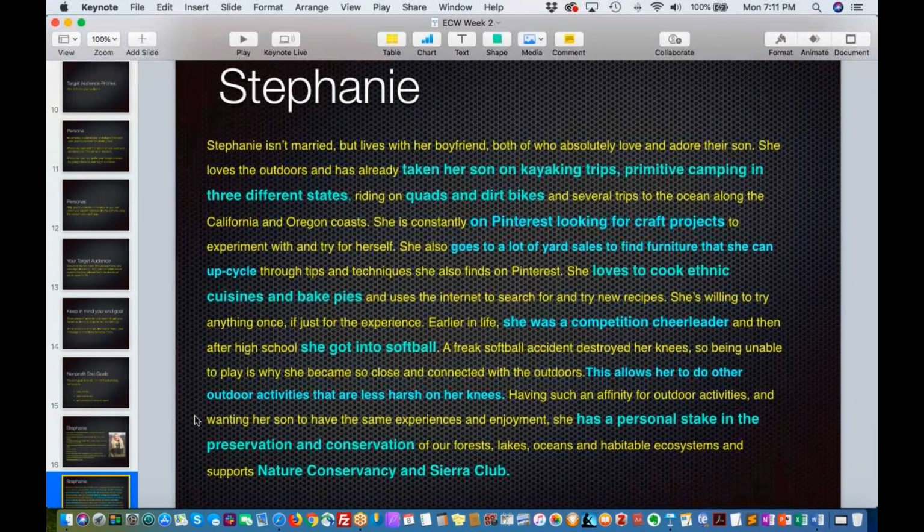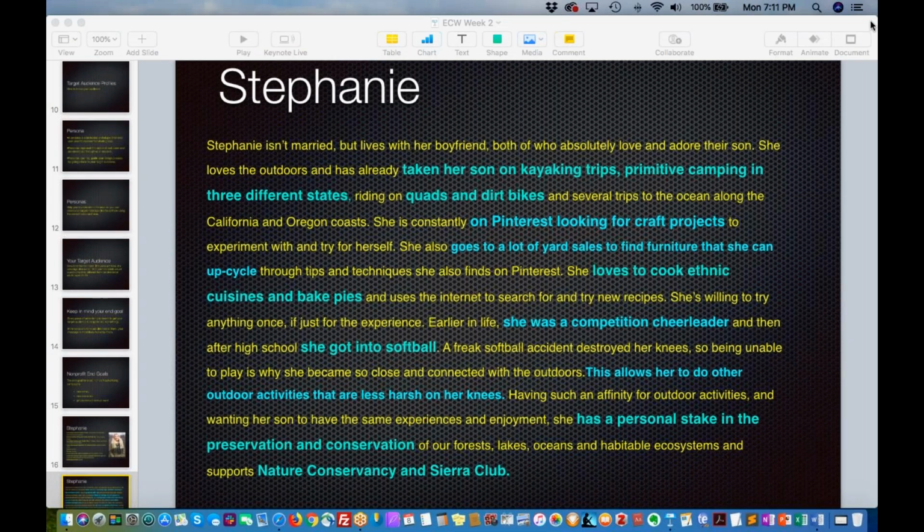So part of the assignment has you filling out those demographic items, but then you're going to write a story about them. So here's Stephanie's story about her and her boyfriend who adore their child. They love the outdoors and they go on a lot of camping trips together. They've gone to three different states. They like riding quads and dirt bikes, looking for crafting projects on Pinterest. So everything in blue here is a detail. It's a specific detail that reveals more about this person.